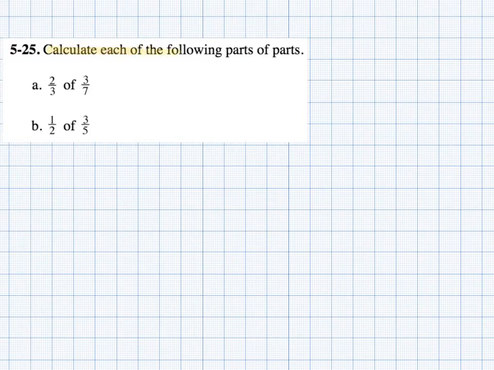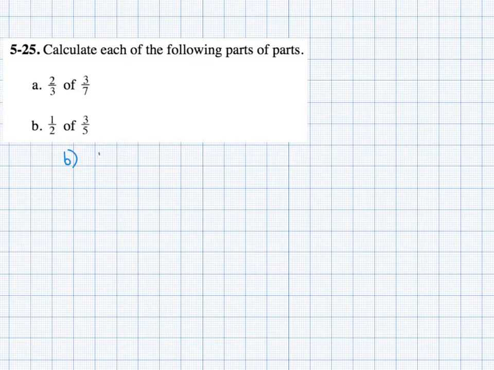Calculate each of the following parts of parts. So we're being asked to find parts of parts, which means we're given a fraction of another fraction. We're looking at A and B, they're both the same. So I'm going to do one of them and you could try the other one on your own. In this video, I'm going to do letter B.